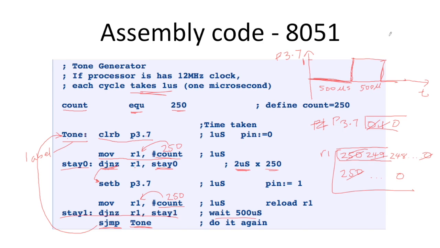So you'll find that this program runs in a loop, and all it's doing is generating a tone, which is a square pulse that stays on for 500 microseconds and stays off for the other 500 microseconds. And so the idea is if you were to connect a speaker to this pin on your microcontroller, you would get to hear a special tone.